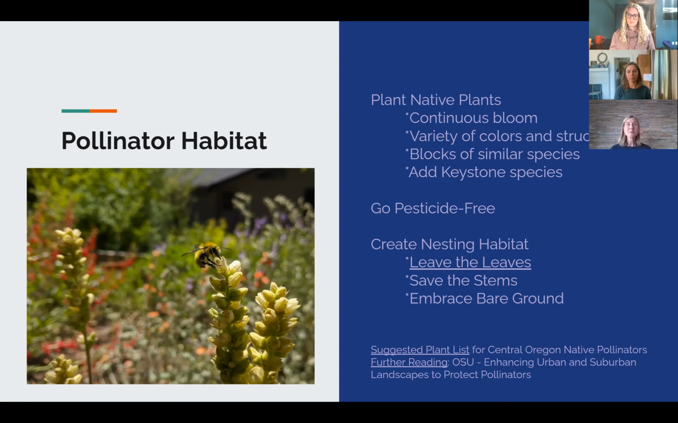We have bees that have some very long tongues and bees that have shorter tongues. Hoverflies, that are incredible pollinators that are around all season, have very short tongues. So they need different structures of flowers. So a variety of shapes and colors and sizes of flowers are important to keep in your native pollinator habitat.